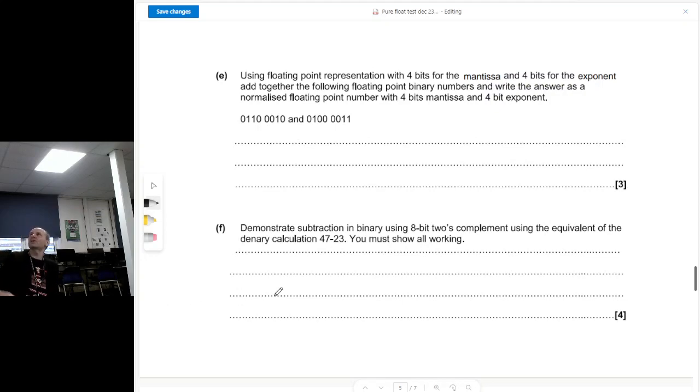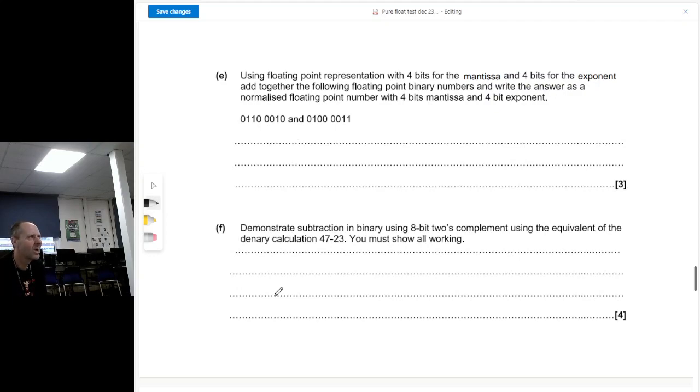Right, in this question, they haven't put the binary points in and they've put the numbers all stuck together. So it says we've got a floating point representation, 4-bit mantissa, 4-bit exponent. It wants you to add them together and write the answer normalized.